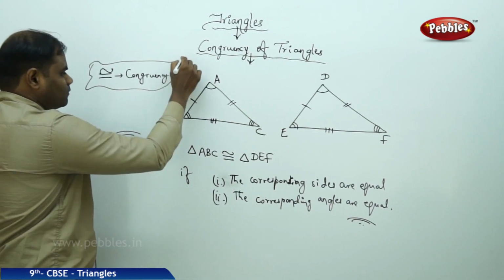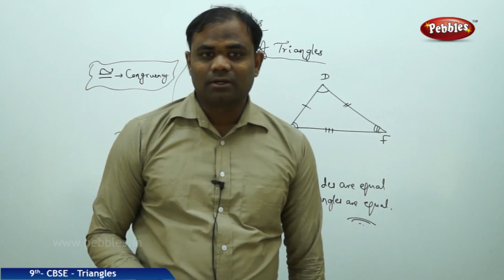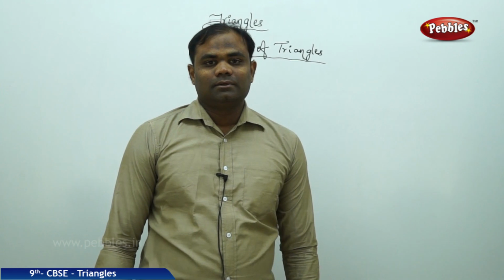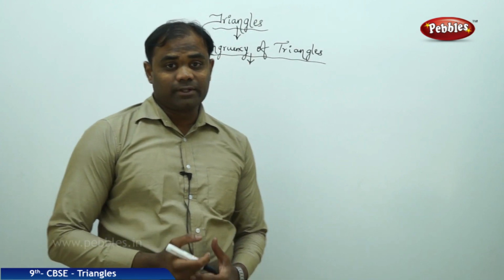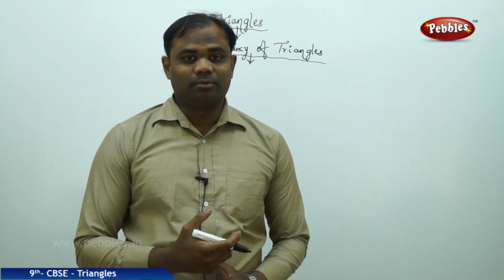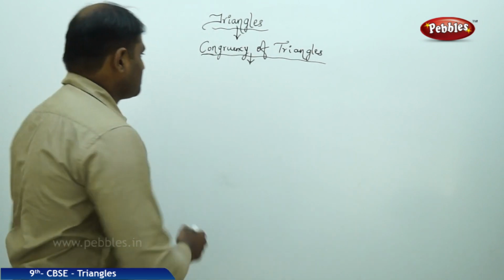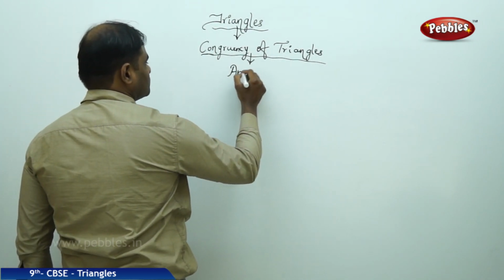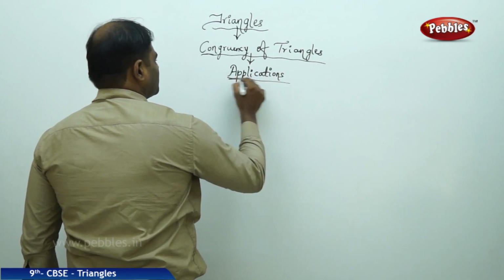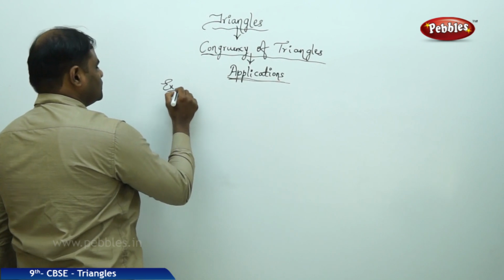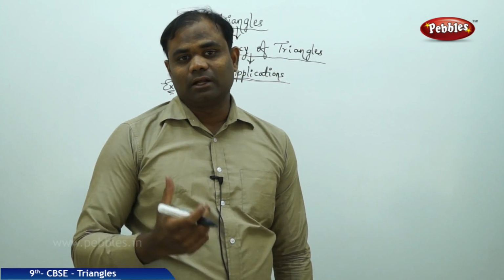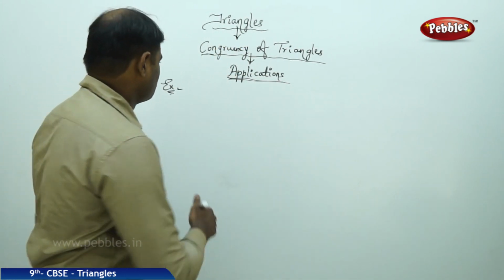This is how we understand the two triangles to be congruent. Congruency of triangles. Now that we have seen the rules for congruency of two triangles, let's see its applications through some applied problems. For example, I have two triangles. Let me examine if the two triangles are congruent or not.